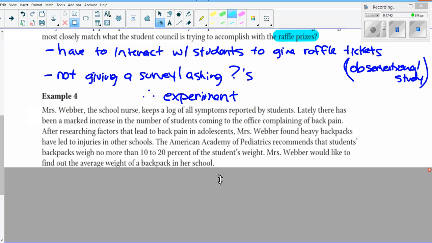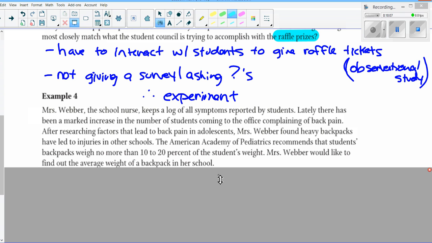Okay, so some of the things that you should be reading in here. She wants to figure out the average weight of a backpack. Well, if you think about your 3 methods, an observational study means that she would have to watch, she cannot interact. But part of her job is that she has to interact with kids, so that kind of gets rid of that one. But also, there's no way that she can determine the average weight of a backpack just by looking at a student, right?